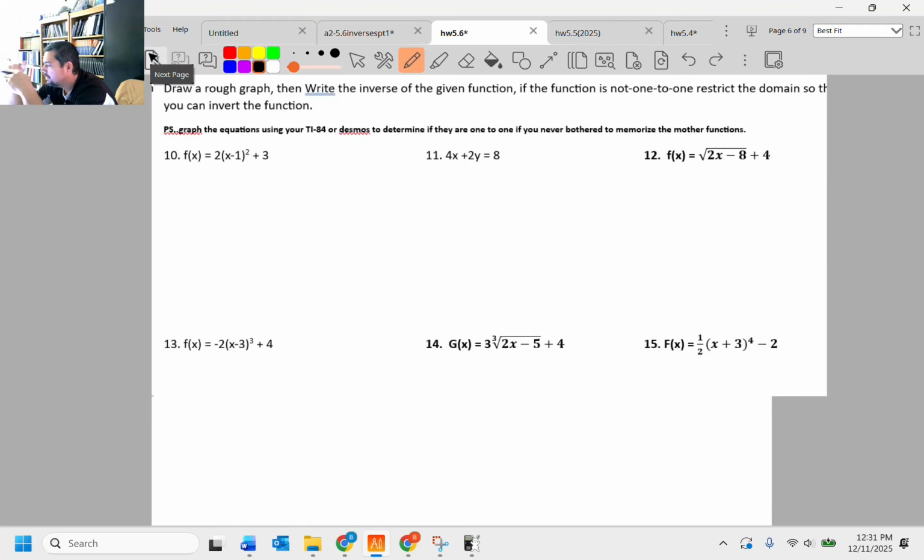All right, next up I got 12, 14, 15 selected. Draw a rough graph, then write the inverse of the given function. If the function is not one-to-one, restrict its domain so that you can invert the function. So before I actually think about what this thing looks like, it says PS, graph the equations using your TI-84 or Desmos, determine if they're one-to-one if you never bothered to memorize some other functions. If I'm looking at number 12, I pull the 2, and that leaves me with x minus 4 and then plus 4. Left 4, up 4. Puts me about right there, and it is an arm.